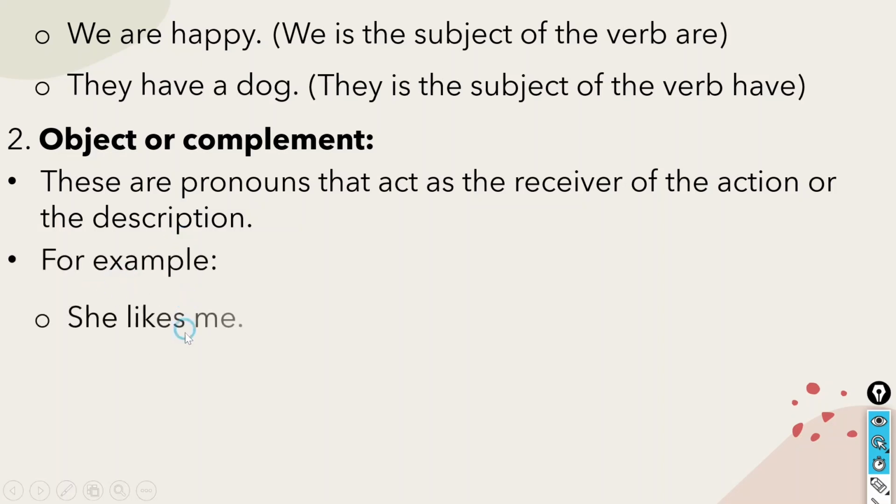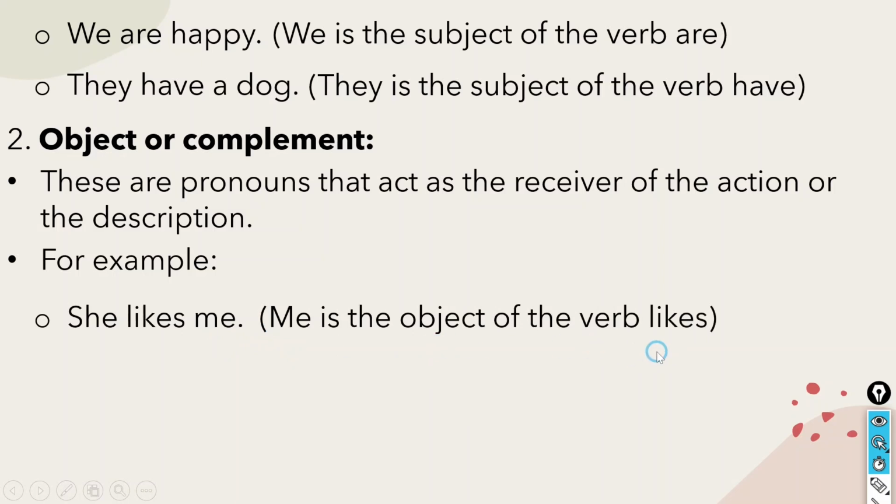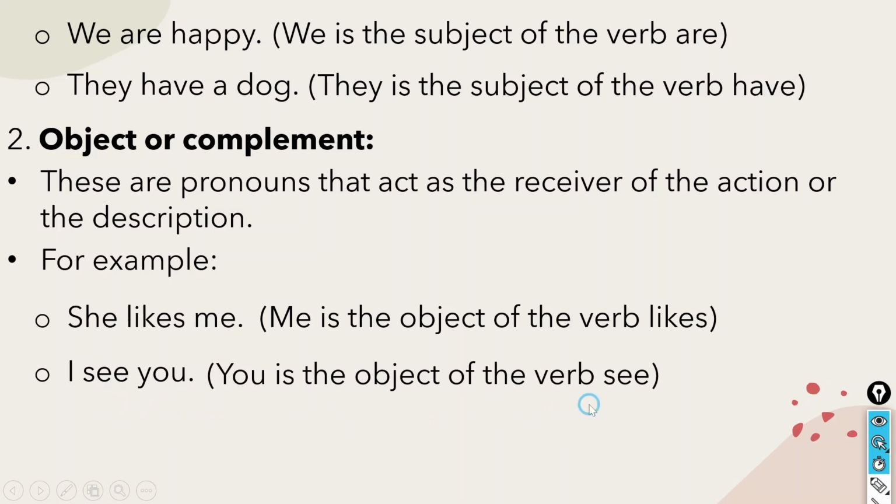For example, "She likes me." Here the action is like. Between she and me, which one is the receiver? Me is the receiver. So in this case, we are saying me is the object of the verb likes. Since me is the receiver of the verb like, it is the object in this sentence. It is a pronoun playing the role of the object. Then we say, "I see you." See is the verb, and the receiver of see is you. So you is the object of the verb see.